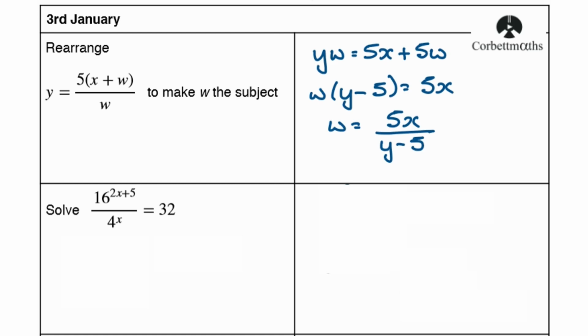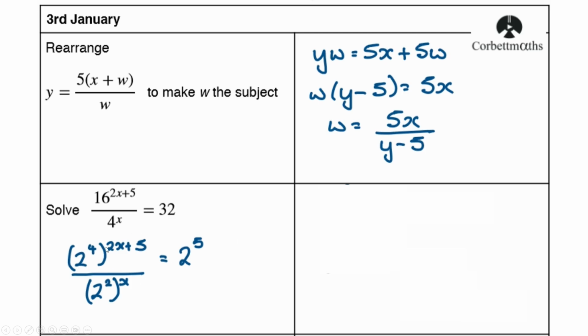Well, hopefully you straight away recognise that 32 is 2 to the power of 5. And you know 16 is 2 to the power of 4 and 4 is 2 to the power of 2. In other words, I change all my bases to 2. So let's do that one by one. So 16 is 2 to the power of 4, still to the power of 2x plus 5. 4 is 2 to the power of 2, and 32, as I've said, is 2 to the power of 5.